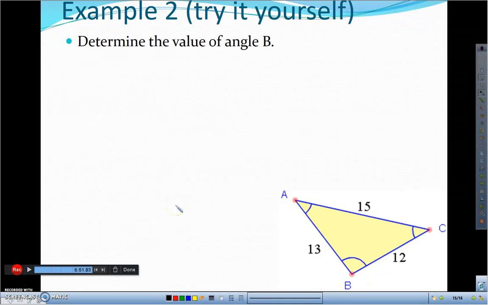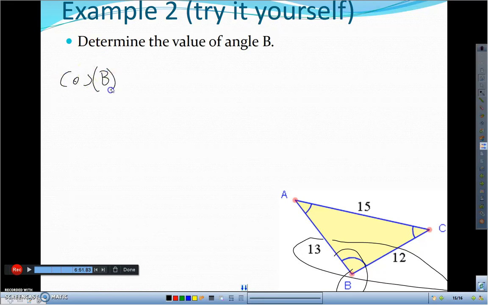Moving on into example 2, I encourage you to pause the video at this point to try and see if you've got what's going on. In this case, you're trying to determine the value of angle B. Just to take a look at this, we've got 3 sides, side, side, side, and we have no angles, which means we are going to be using cosine law to find the angle. We know that we're going to be looking at this. The sides which are next to it are the 13 and the 12. So let's go ahead and start with what we know.